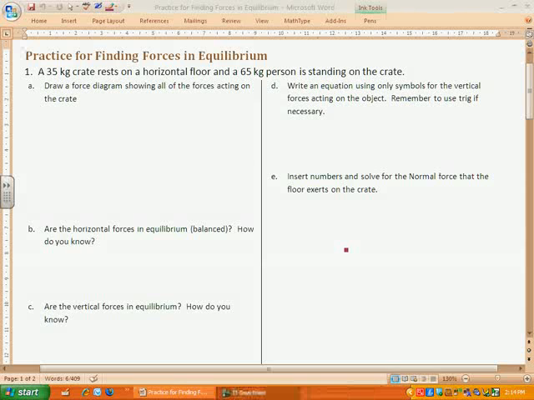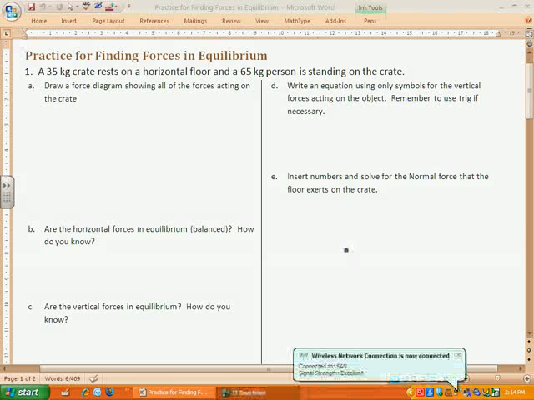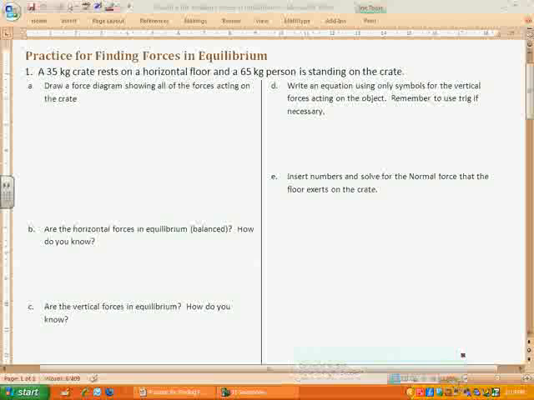Alright guys, so in this video we're going to look at the first problem from the worksheet that I gave you in class. Basically this is looking at forces acting on an object that's in equilibrium. In this case it's a crate that's at rest on a horizontal floor. We know it's equilibrium because its velocity is not changing. It's at rest, it's staying at rest, therefore all the forces have to be balanced. It can't be unbalanced because an unbalanced force would cause a change in velocity.